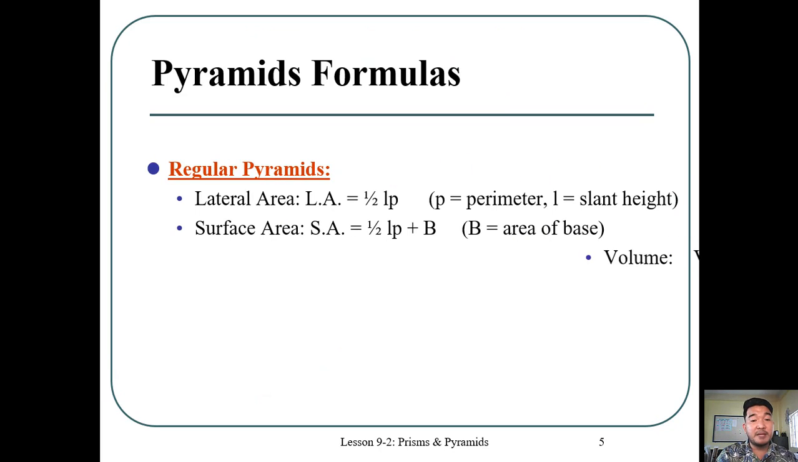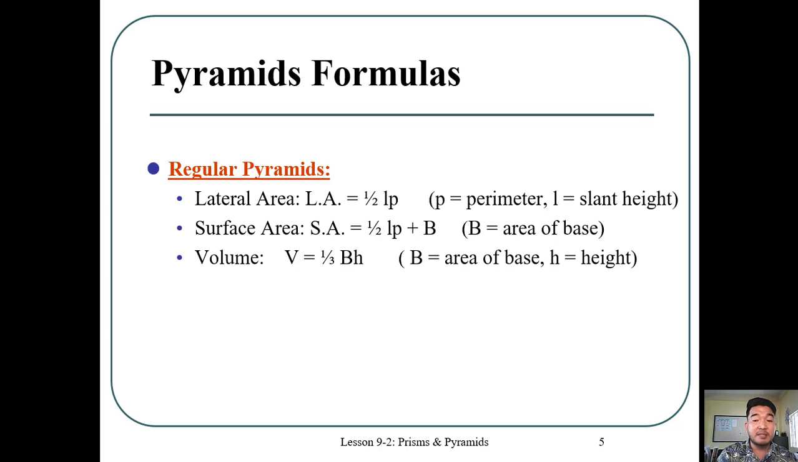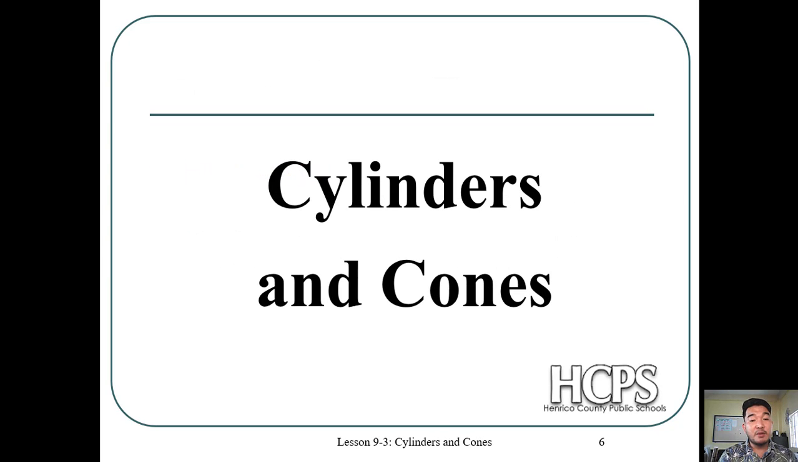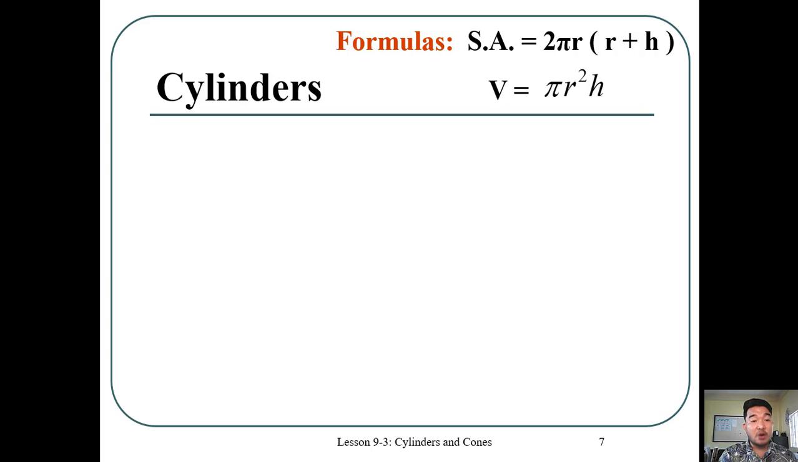So let's have a review. Pyramid's formula: lateral area, LA is equal to 1/2 of the slant height times the perimeter. Surface area is 1/2 of the slant height times the perimeter plus the area of the base. And for the volume, we have 1/3 of the area of the base times the height. We move on to the cylinders and cones. These are the formulas. For SA, we have 2 pi r times r plus h, and for the volume we have pi r squared h.